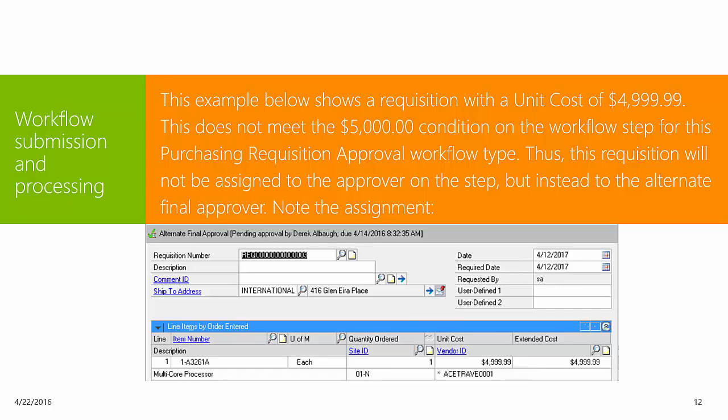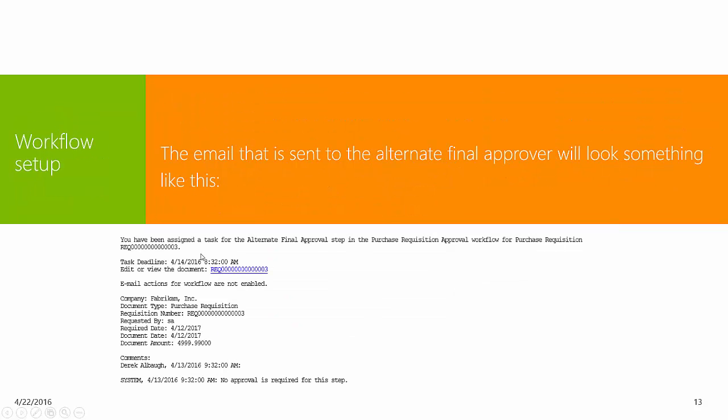This example shows a requisition with a unit cost of $4,999.99. This does not meet the $5,000 condition on the workflow step for this purchasing requisition approval workflow type. Thus, this requisition will not be assigned to the approver on this step, but instead to the alternate final approver. Note the assignment here in the window. The email that is sent to the alternate final approver will look something like this.